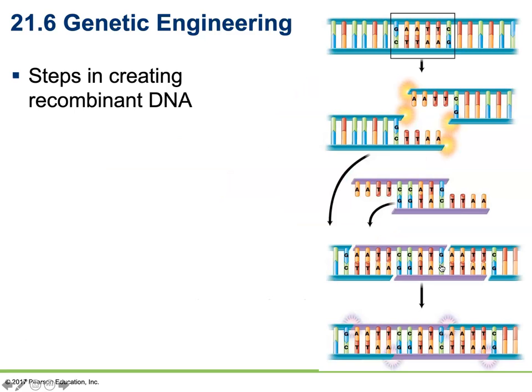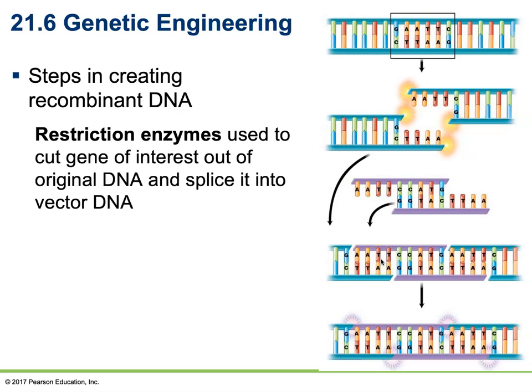The basic idea. There we go. So now we're going to go through those processes individually, starting off with the steps in creating recombinant DNA. We're going to start off by using a restriction enzyme to cut the gene of interest out of the original DNA and splice it into the vector DNA.